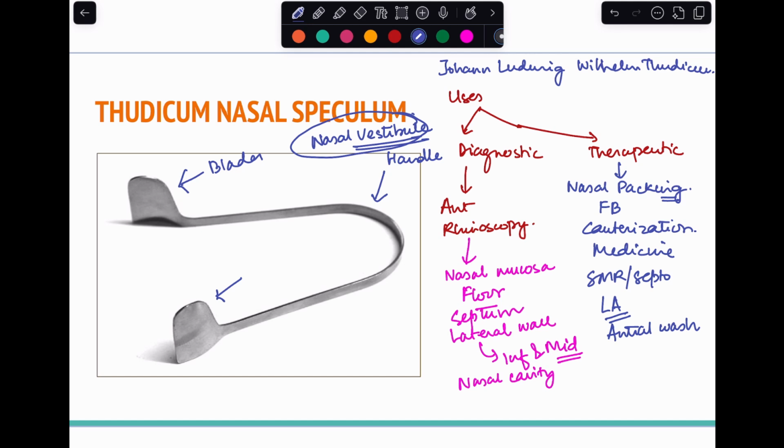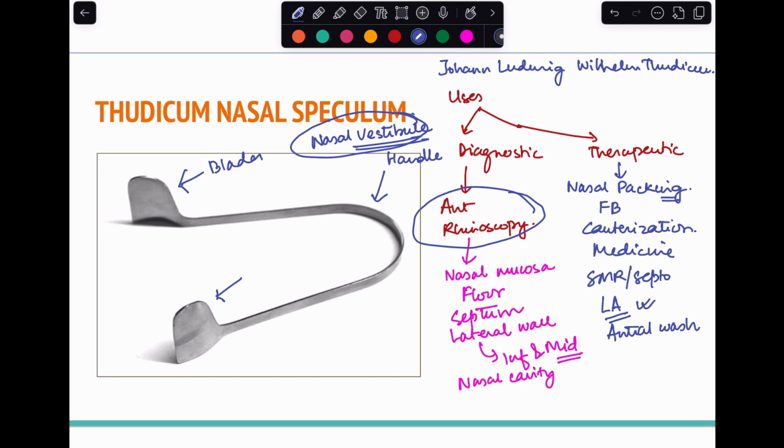Now, how is the Thudichum nasal speculum used when you are performing septoplasty? First of all, before you start the surgery, you can use it to perform an anterior rhinoscopy and look at the structures there. Then after that, you can use it to give local infiltration to the septal flaps and to the nasal cavity before you start the surgery. So that's how the Thudichum nasal speculum is important in septoplasty.